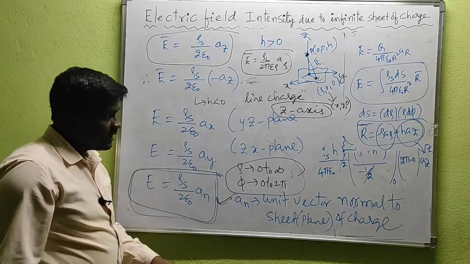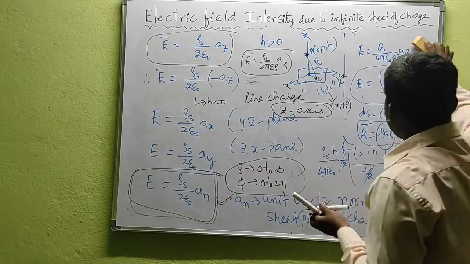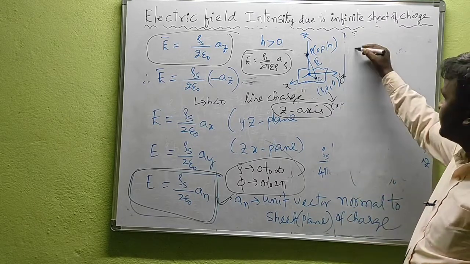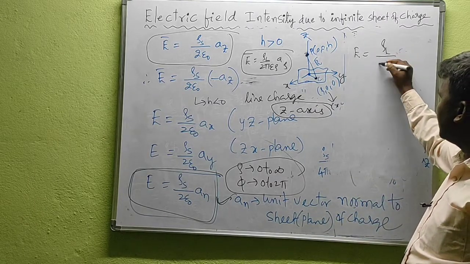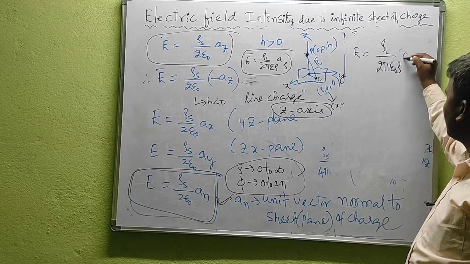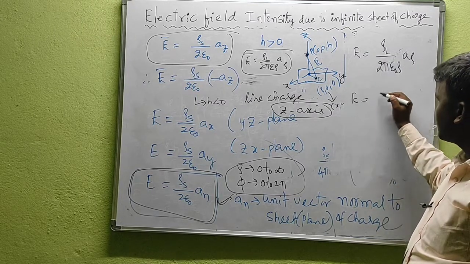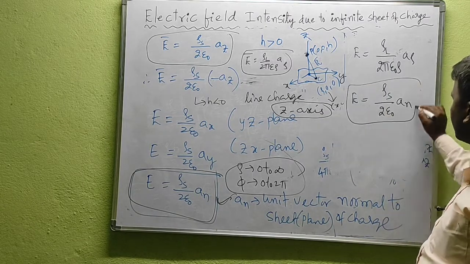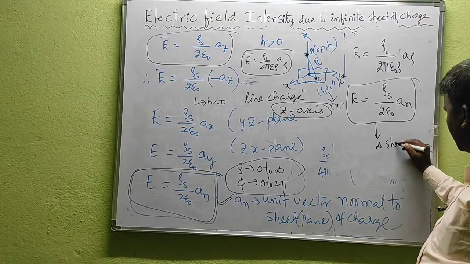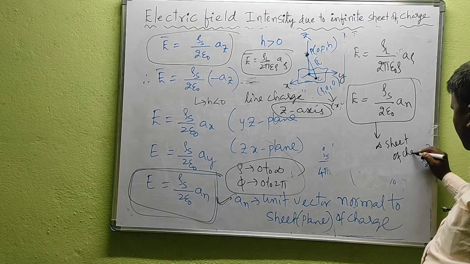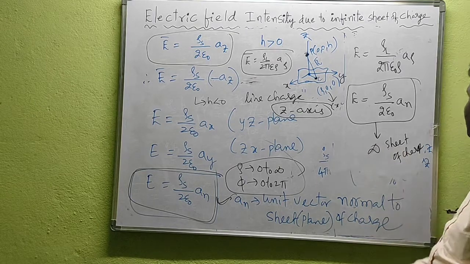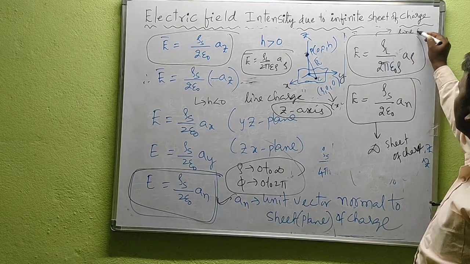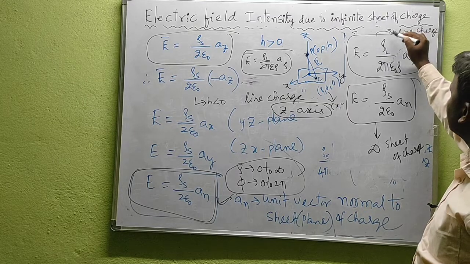In the last class we derived E as what? Electric field intensity due to an infinite line charge, E equal to rho l by 2 pi epsilon naught rho into a rho. In today's class we derived E as rho s by 2 epsilon naught into a n. It is the electric field intensity due to an infinite sheet of charge, whereas the earlier one is for an infinite line charge.